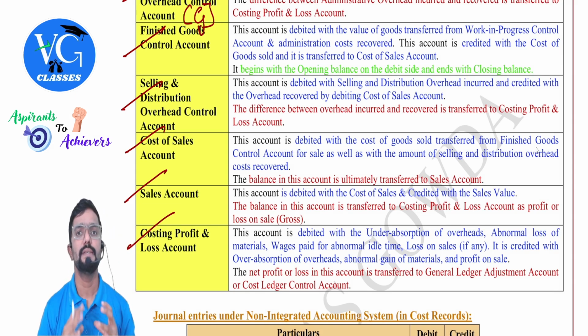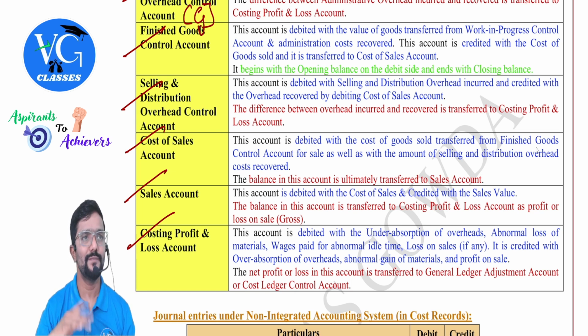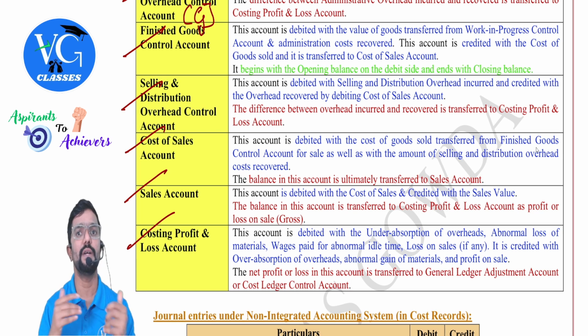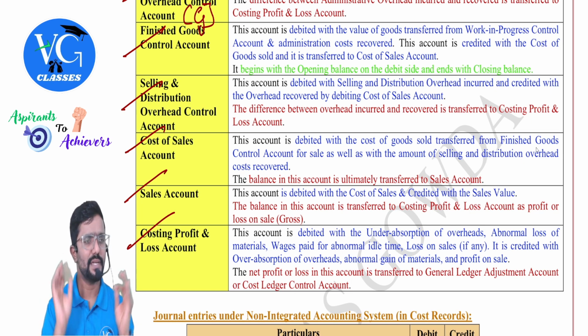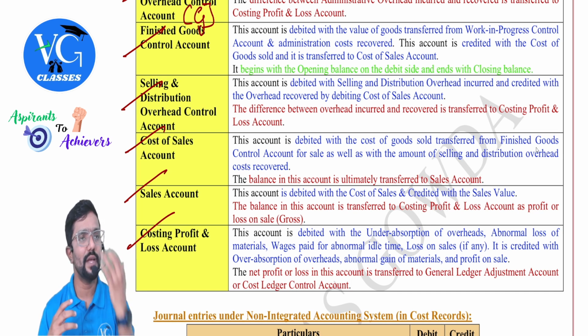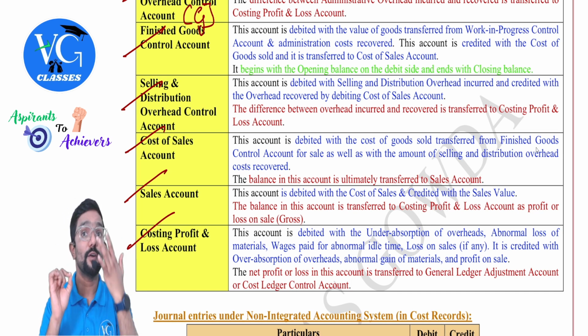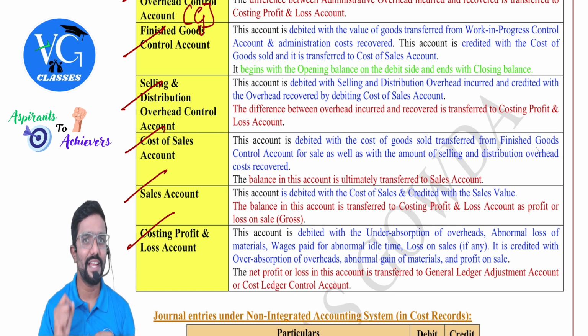Now, guys, see, in overhead control accounts, I told you, if there is under absorption or over absorption, you need to transfer it to costing P&L account. But sometimes there will be an alternate treatment. What are those? Guys, simple. Listen now. In the question, if they have given the opening balances for overhead accounts, then at the end, you need to keep closing balances.